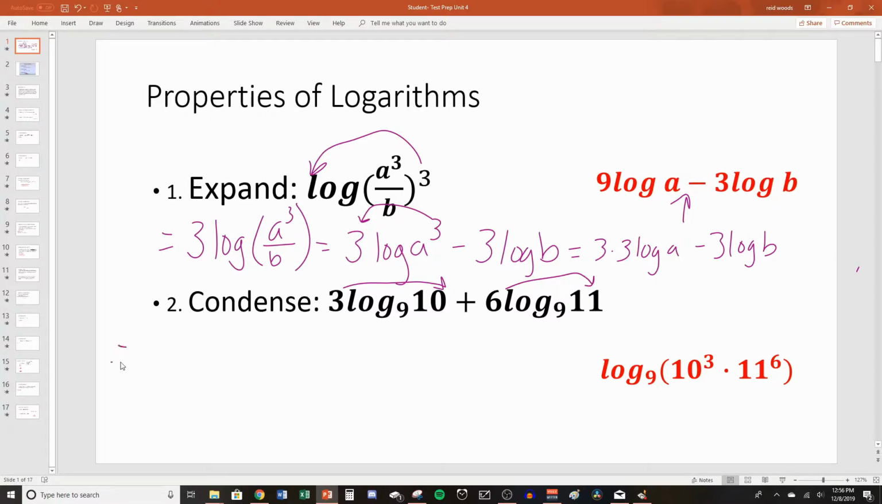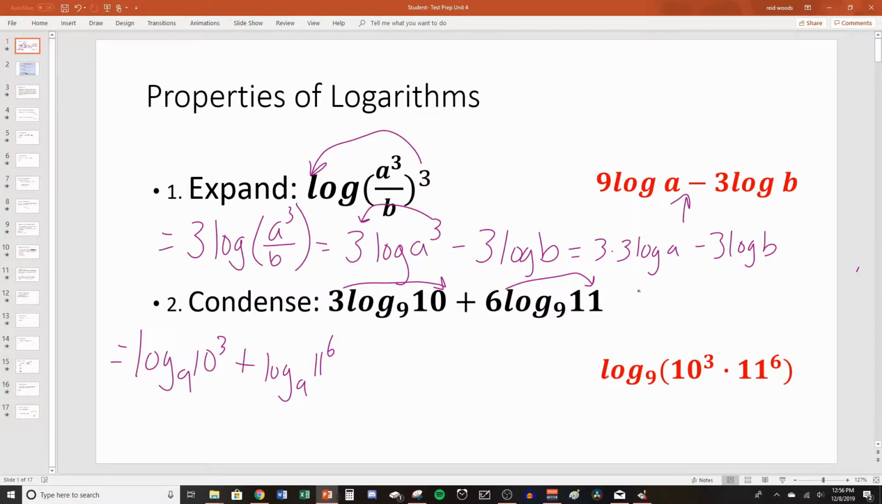So this is going to be log base 9. We always keep the bases the same, by the way. We don't change them. Of 10 to the third. This plus sign, we'll keep that for now. And then this one over here is log base 9 of 11 to the 6th. So that would be the main first step here.